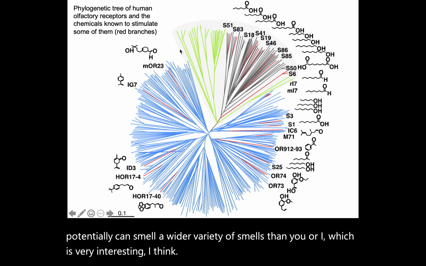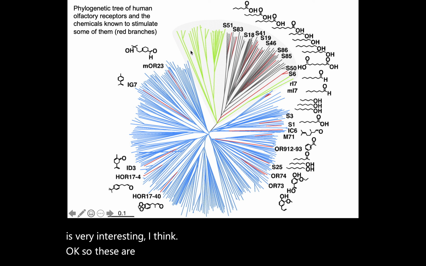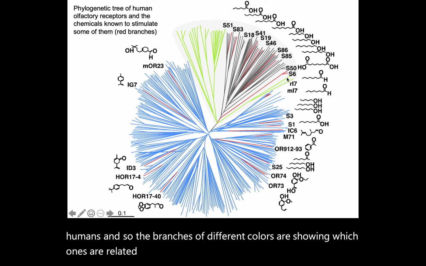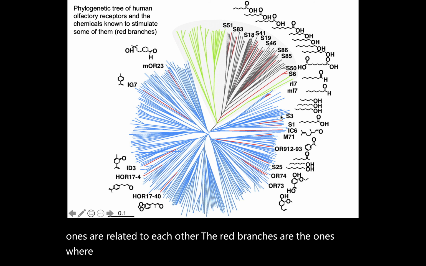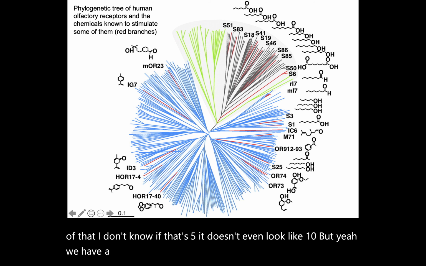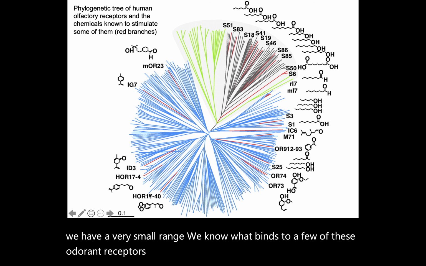This is the tree of all of the receptors that are known in humans. The branches of different colors show which ones are related to each other. The red branches are the ones where we actually know what the chemical is that stimulates them. So get a load of that. I don't know if that's 5%. It doesn't even look like 10%. But we have a very small range. We know what binds to a few of these odorant receptors, but for most of them, we do not know.